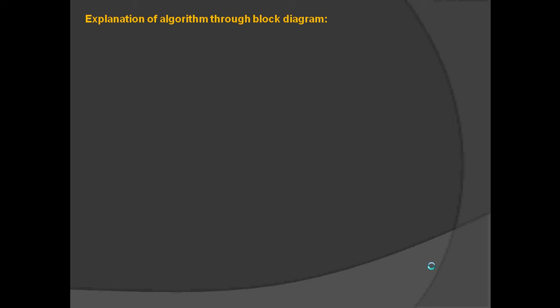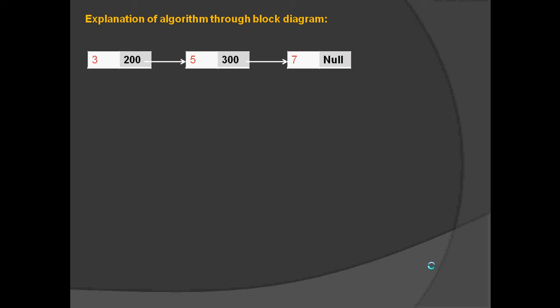So, the explanation of the algorithm through a block diagram. Clear? As you can see in this block diagram, we have three linked nodes in a linear format. In the first element, the data value 3 is stored, in the second element 5 is stored, and in the third element 7 is stored.